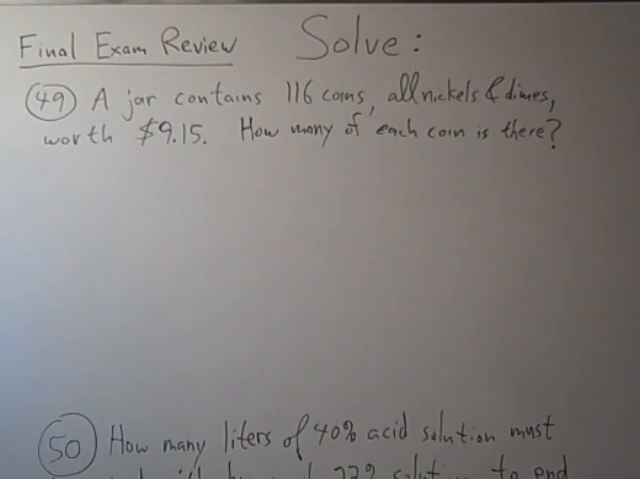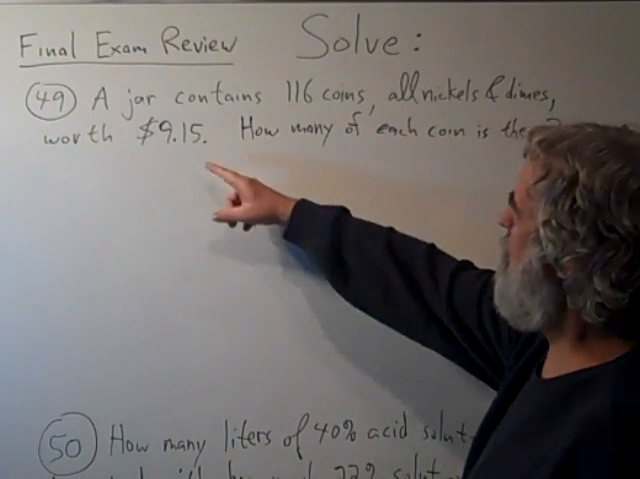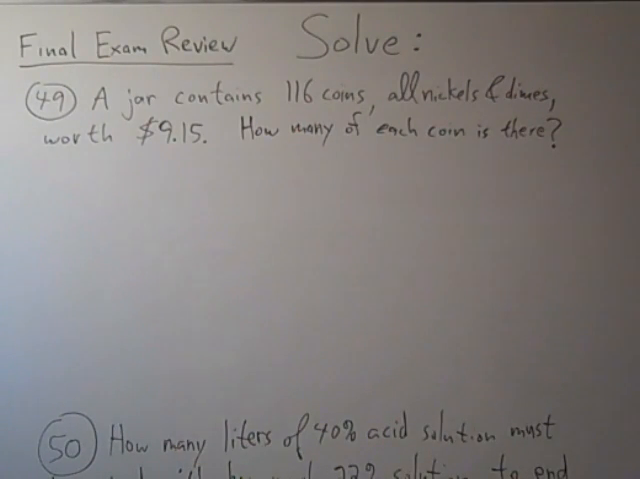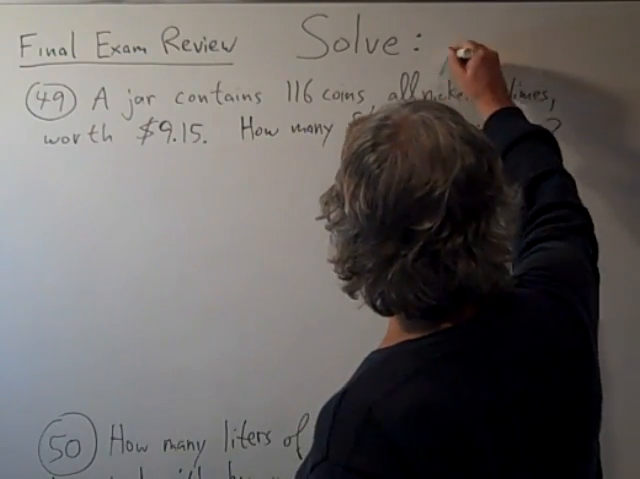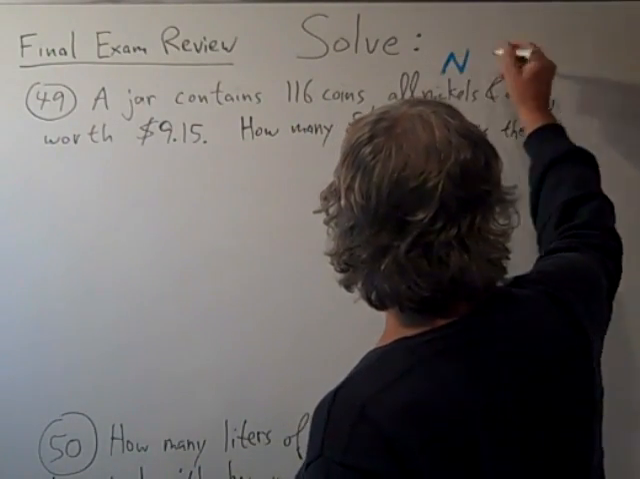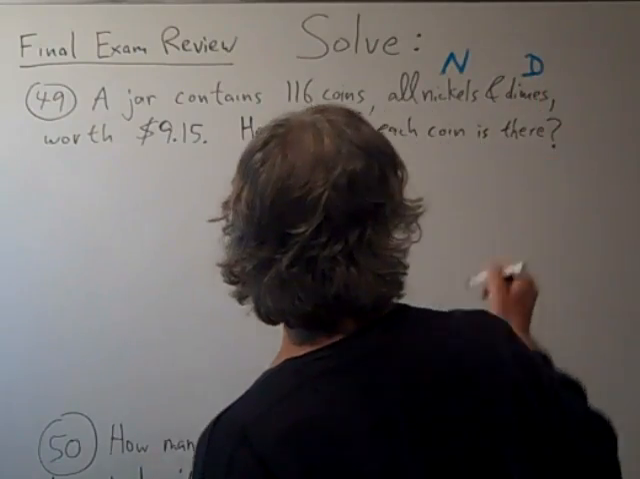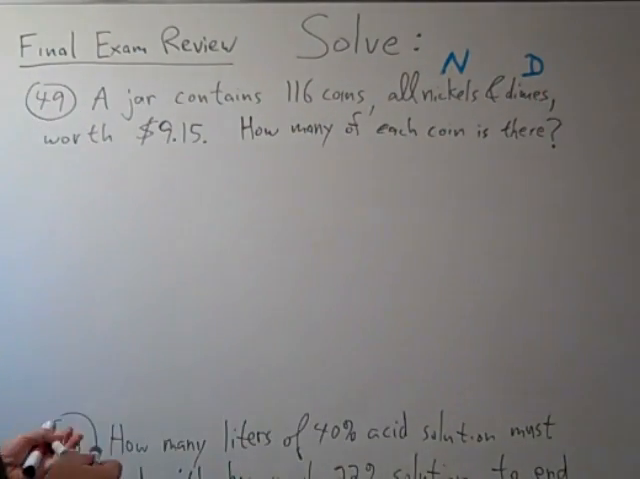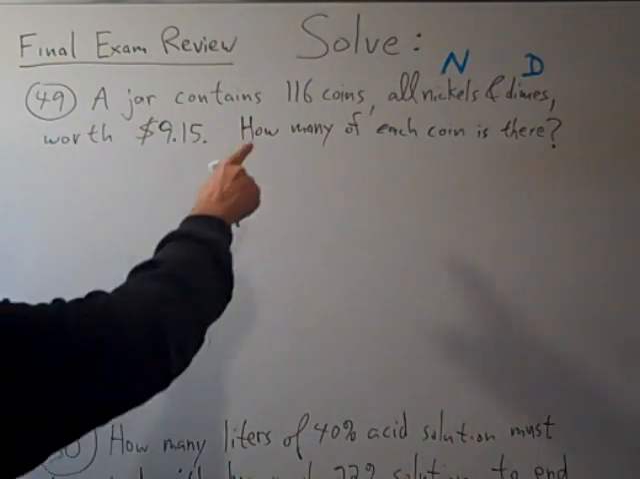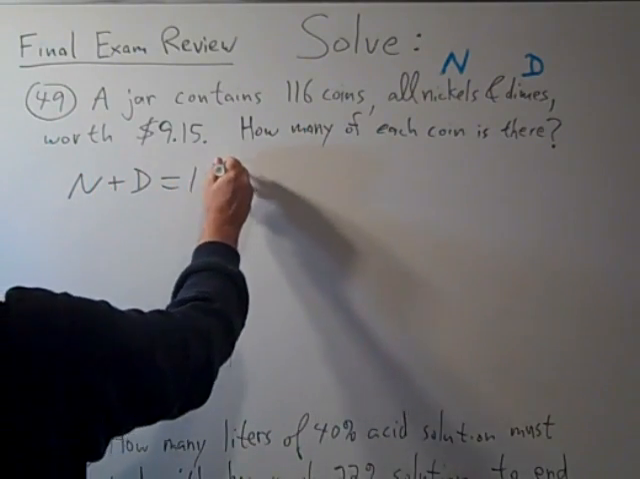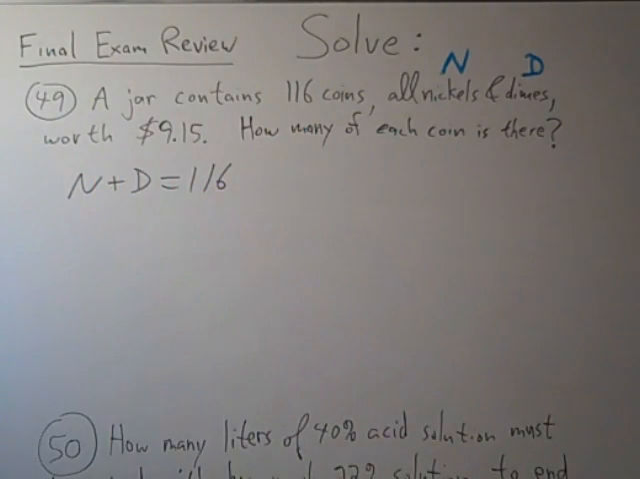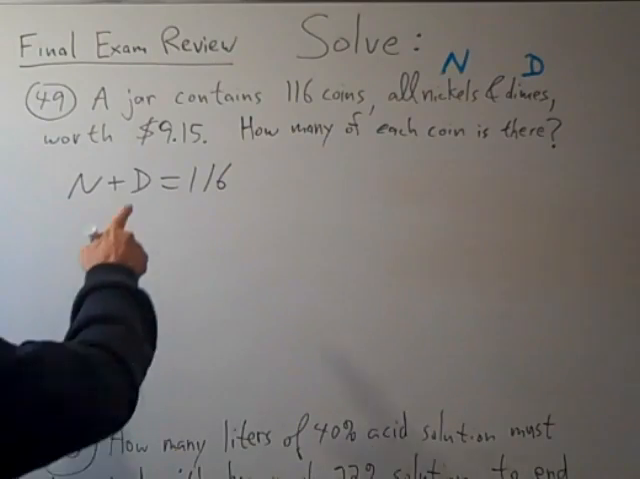A jar contains 116 coins, all consisting of nickels and dimes, worth a total of $9.15. How many of each coin is there? Let's let n be the number of nickels, and let's let d represent the number of dimes. Then the total number of coins is 116, so the number of nickels plus the number of dimes equals 116. The amount they're worth adds up to $9.15.